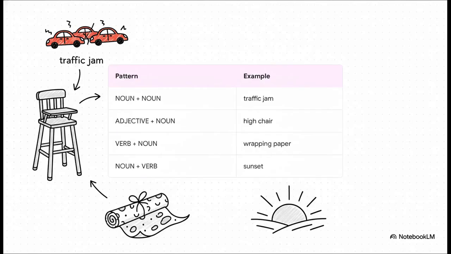You'll start to see this pattern pop up in a few different ways. The most common one is probably noun plus noun, like in traffic jam, but you'll also see other combos, like an adjective plus a noun for high chair, or even a verb plus a noun to make wrapping paper. Once you start looking for these, you'll see them absolutely everywhere.